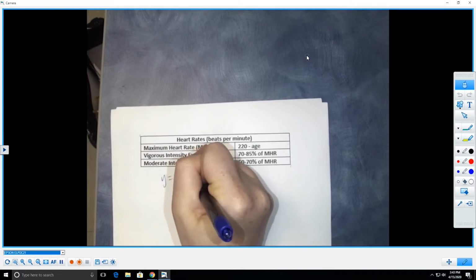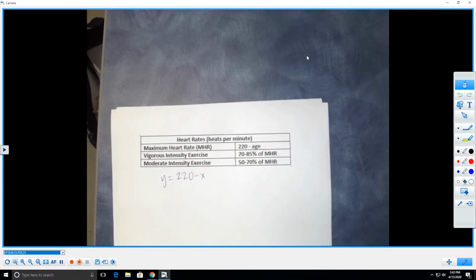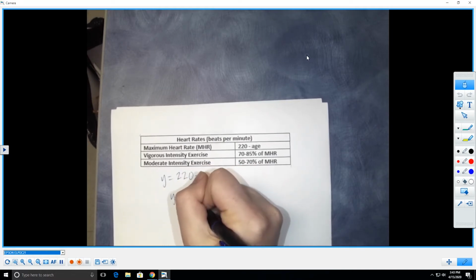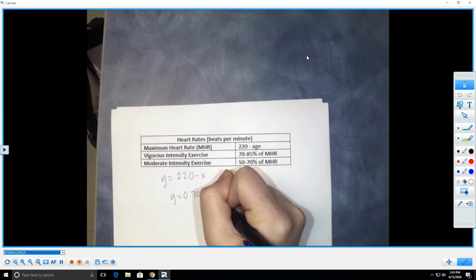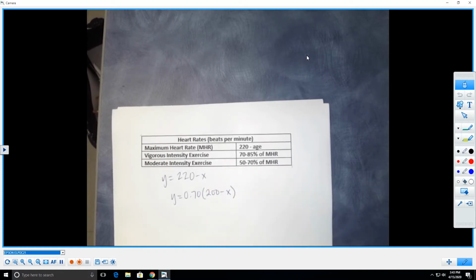Y equals 220 minus X. Now, let's write and simplify an expression that gives the heart rate that is 70% of the maximum heart rate for a person who is X years old. Think about how we would modify the equation. If we want to represent 70% of the maximum heart rate, we can write the equation this way. Y equals 70% times 220 minus X.